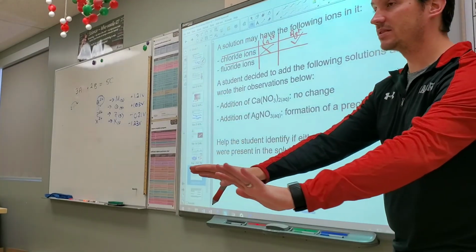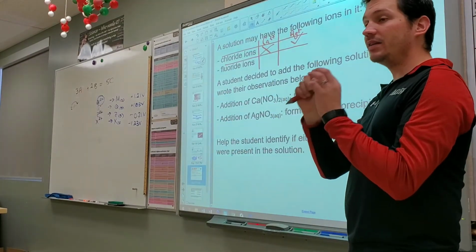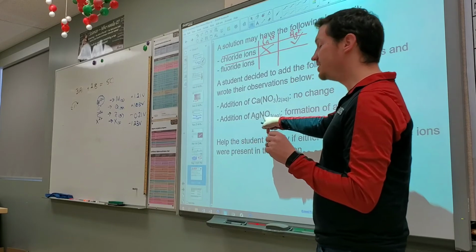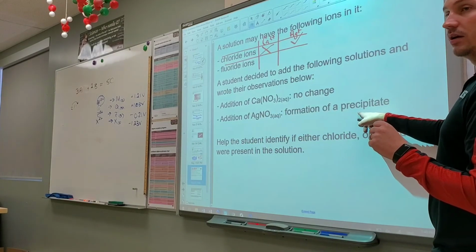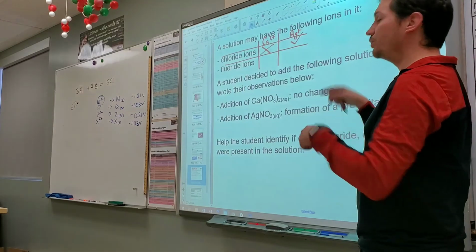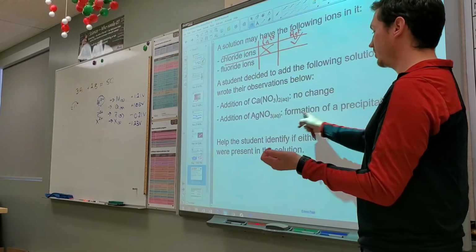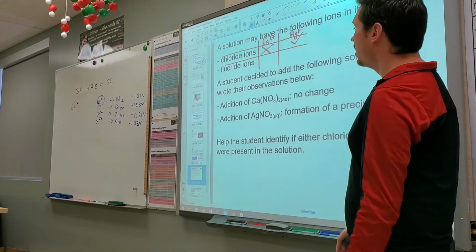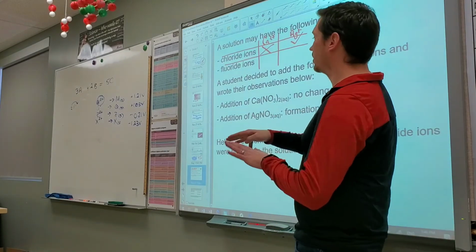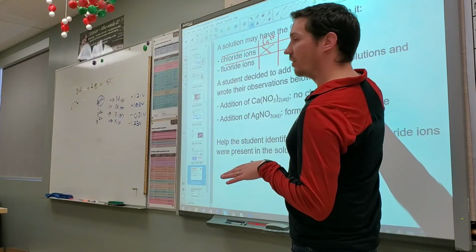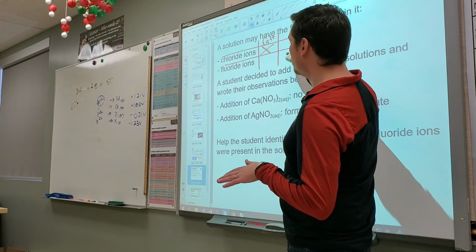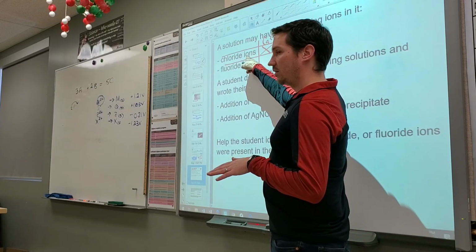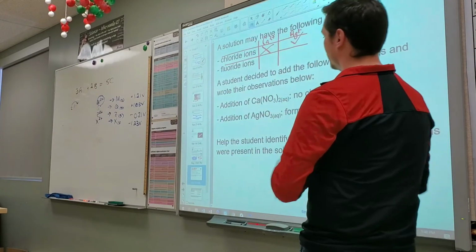So let's think about this. When we added the silver compound, let's look at our evidence. When we added the silver compound, did we form a precipitate? Is this telling you yes we did or no we didn't? This statement is saying yes, formation, that was the observation. We formed a precipitate. So what do you know has to be here? When we added silver, there was a precipitate. What do you know has to be here? Okay, let's finish this, let's come back to it.